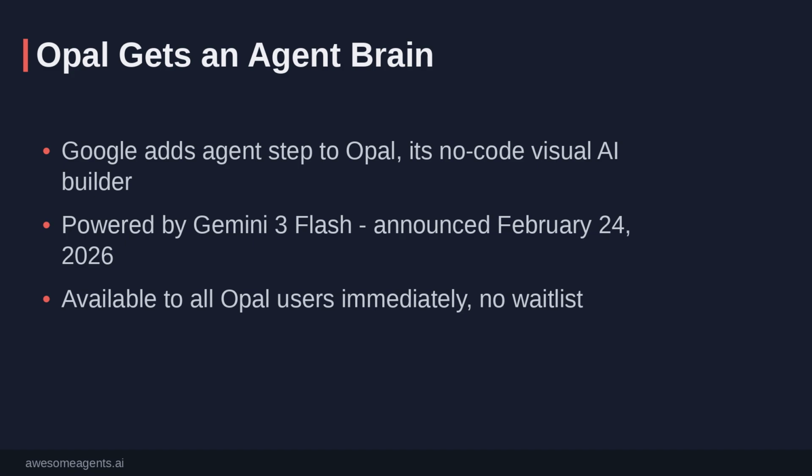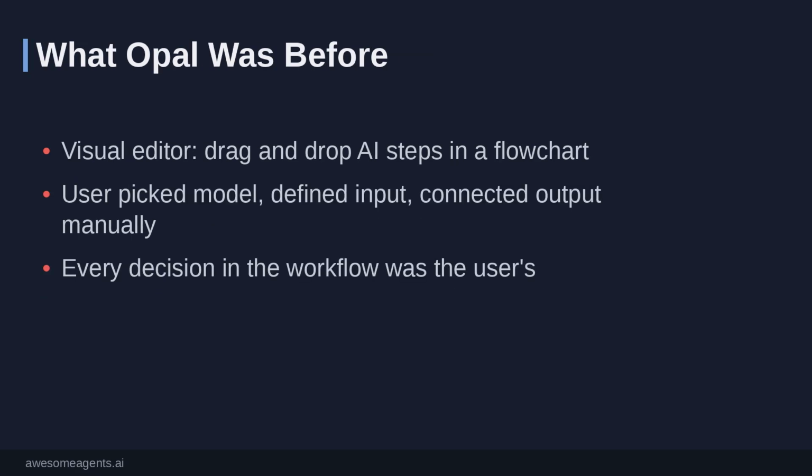Today we are talking about Google giving Opal an actual brain. Yeah, so Opal is Google's no-code AI builder, and they just added what they call an agent step. It is a pretty big shift. Okay, so for people who have not been following Opal, give us the quick version. What was it before this update?